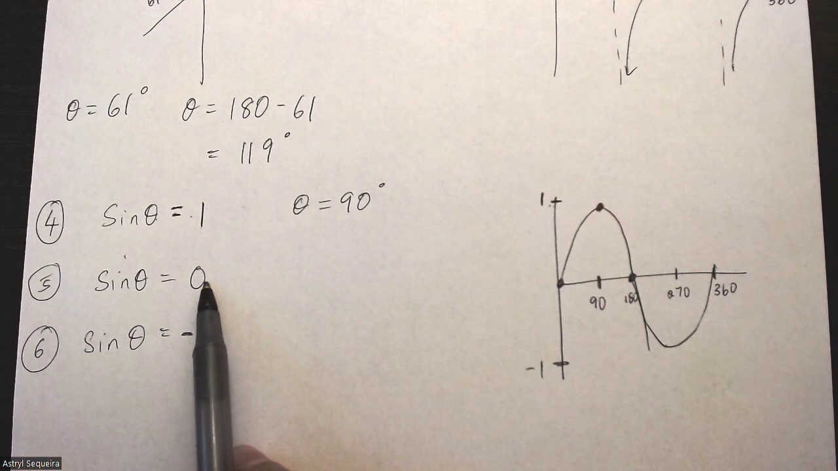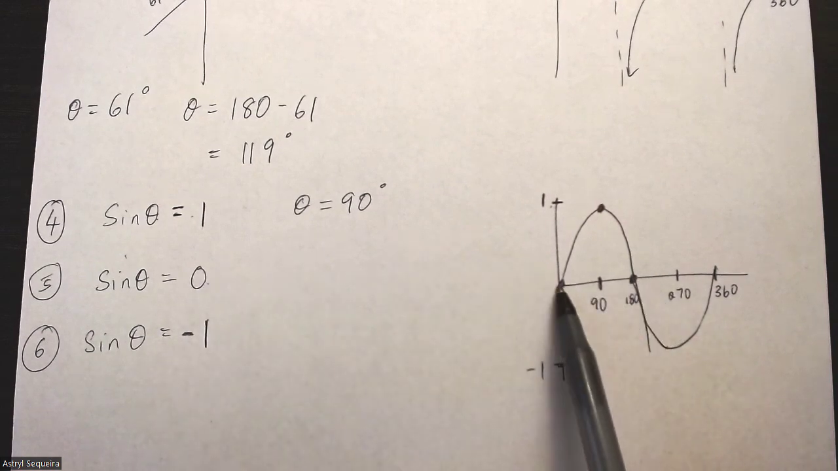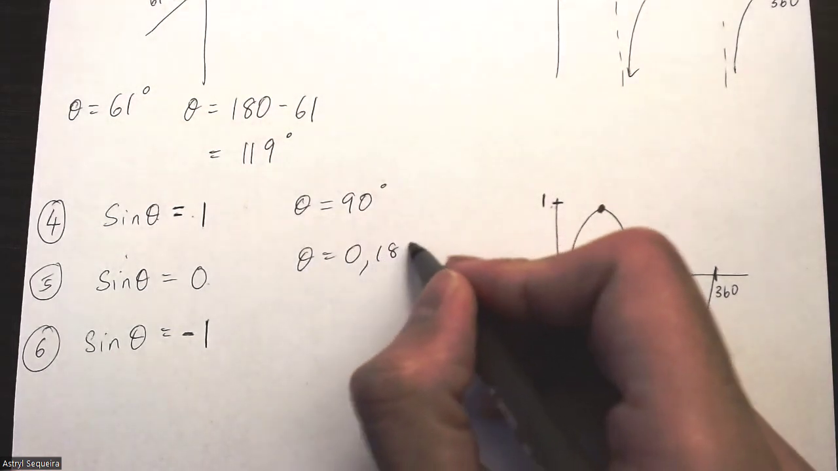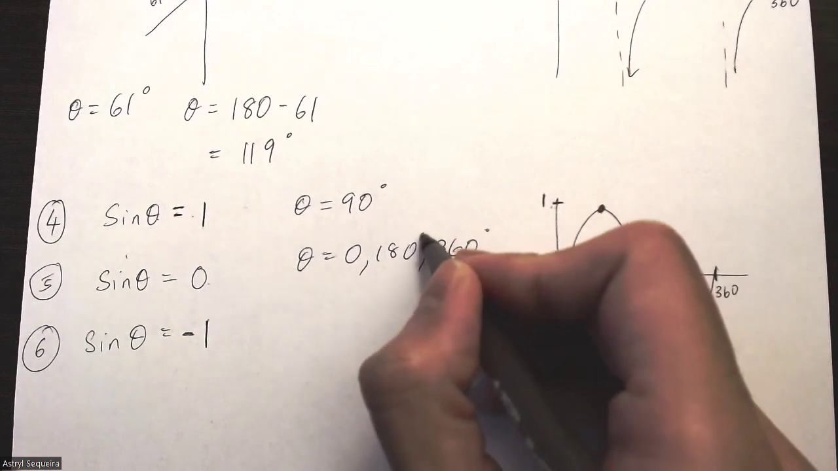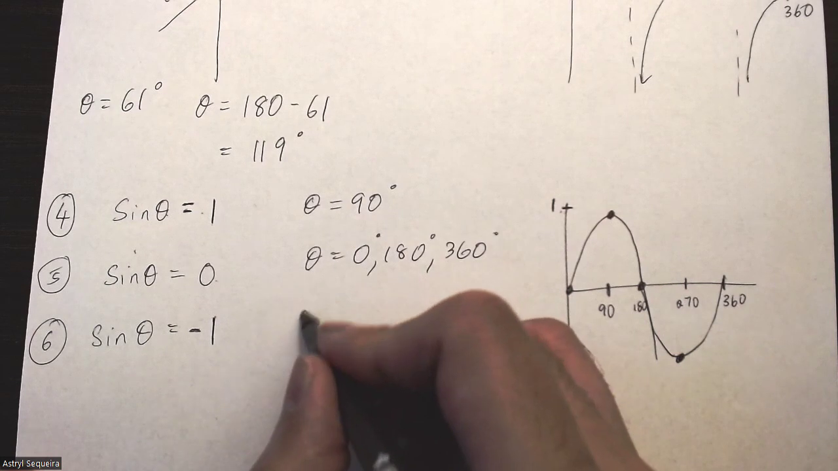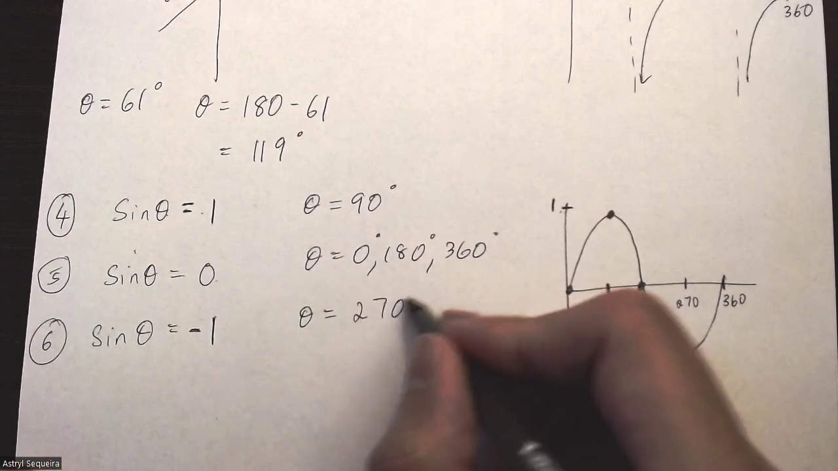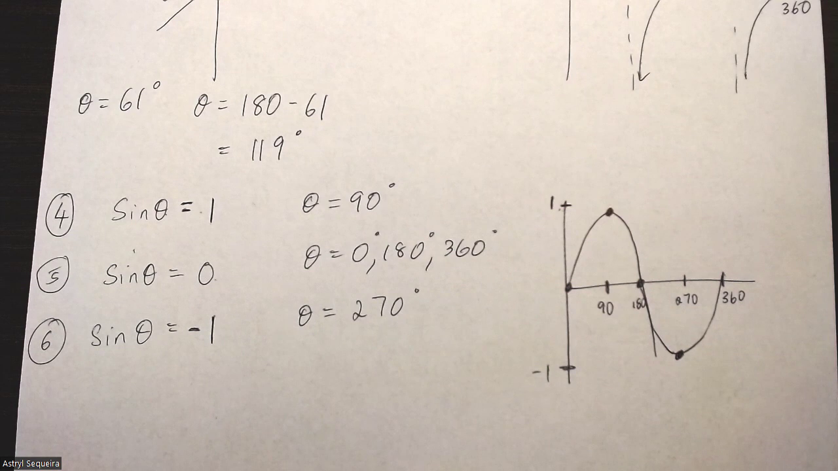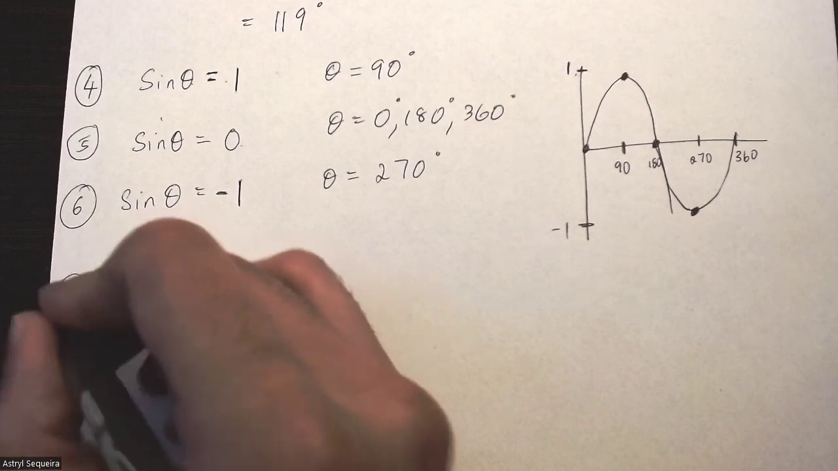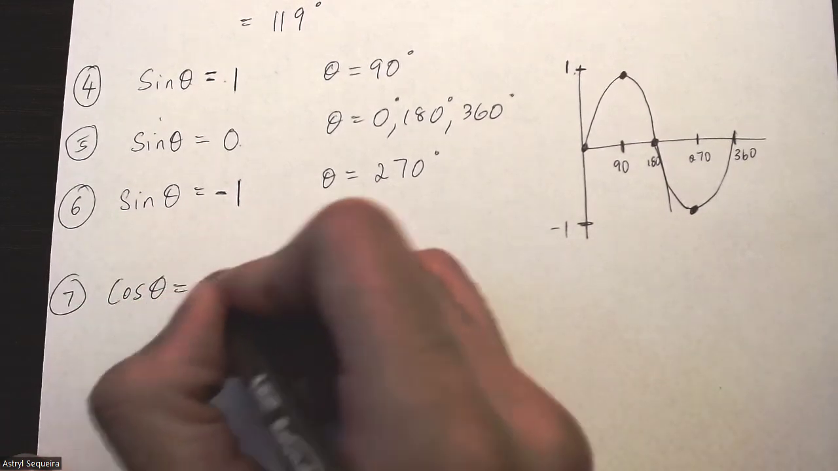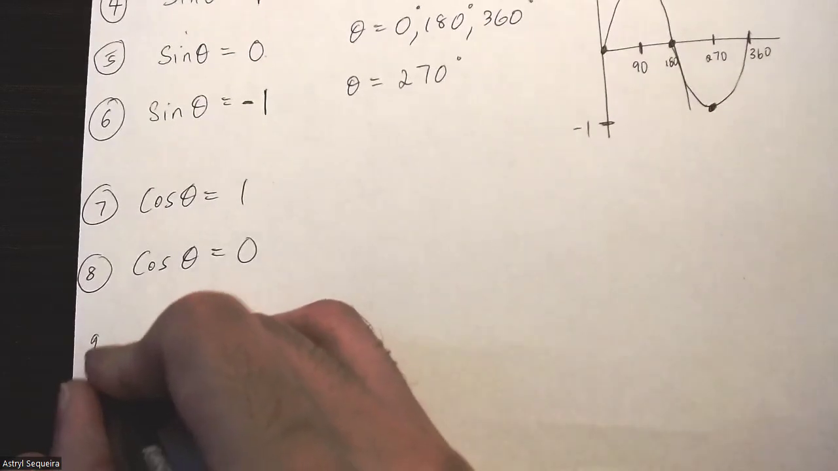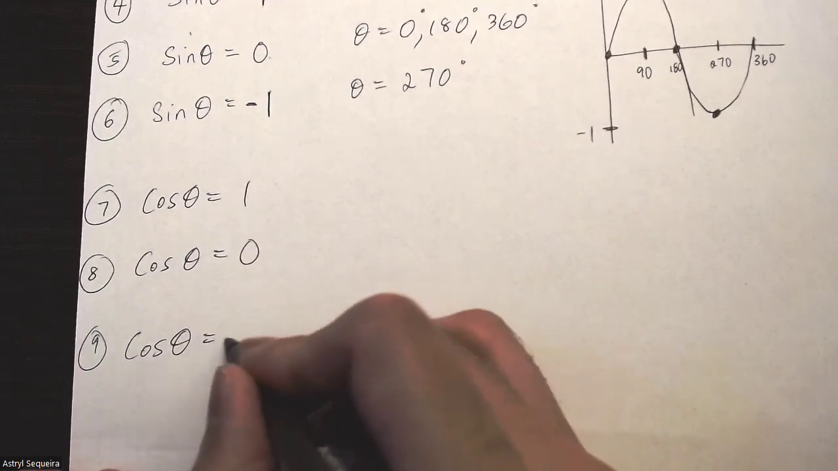For sine theta equals 0, I have three solutions, 0, 180, and 360 degrees. And for sine theta equals -1, I only have one solution over here, which is 270 degrees. So those are the three exceptions for sine. Guess what? We have another three for cos.